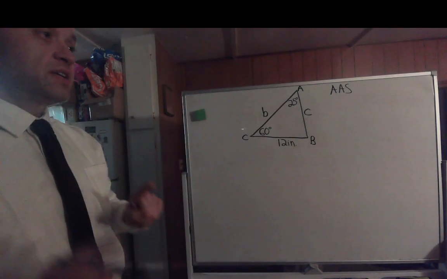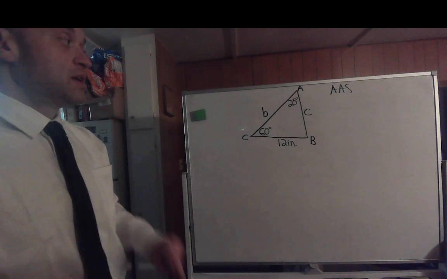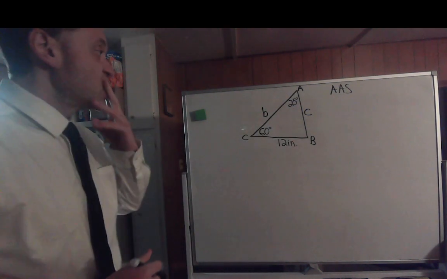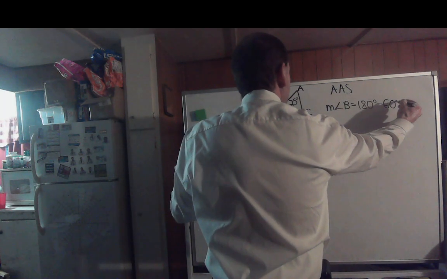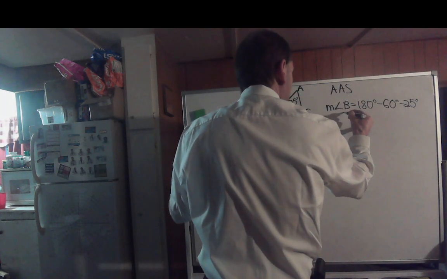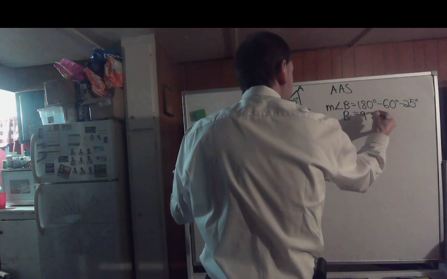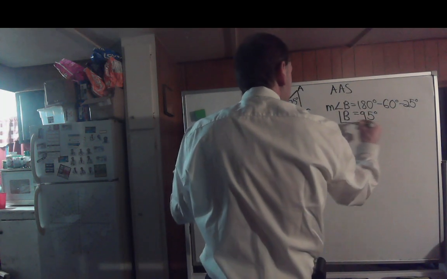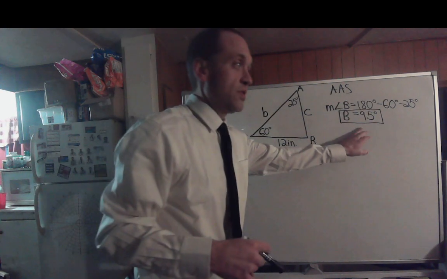What I would definitely suggest is, first thing, find your missing angle. So to find the measure of angle C, it would equal 180 degrees minus 60 degrees minus another 25 degrees, which when you do that should give you 95 degrees. So we just found the measure of the missing angle to end up being 95 degrees.